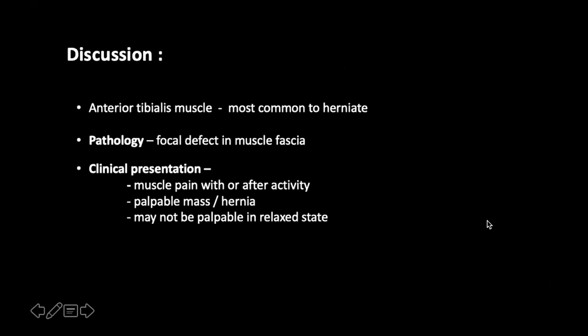So this patient was taken for surgical repair. But the commonest muscle to herniate is tibialis anterior. And the history which the patient gives us is that he sees a bulge which becomes very prominent on the anterolateral aspect of the leg on any activity, and this can cause pain.